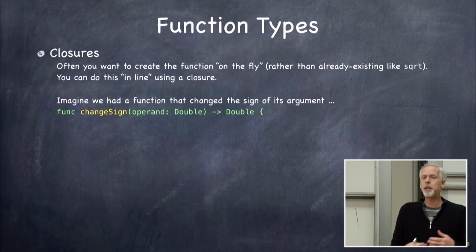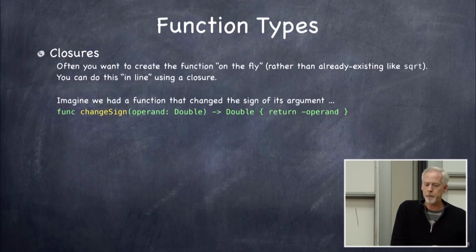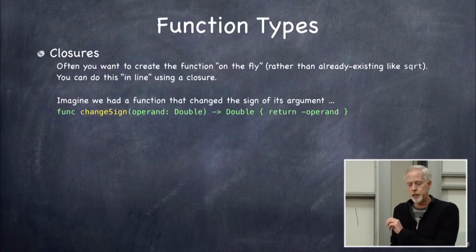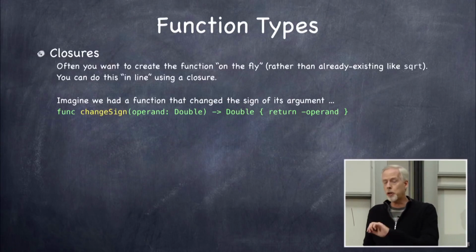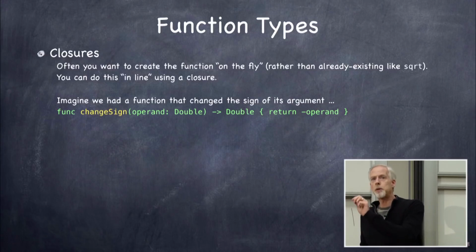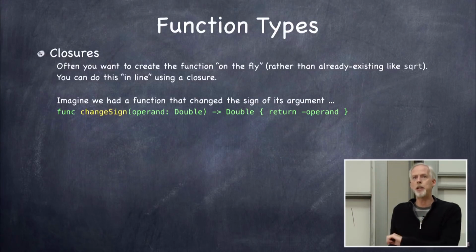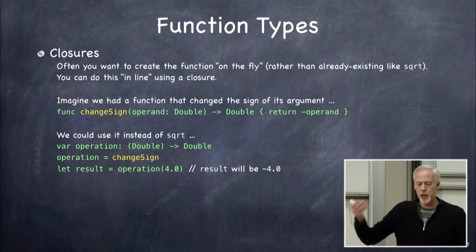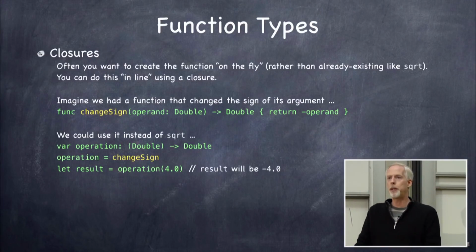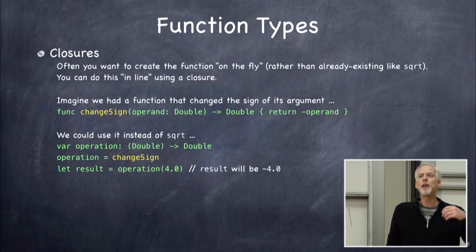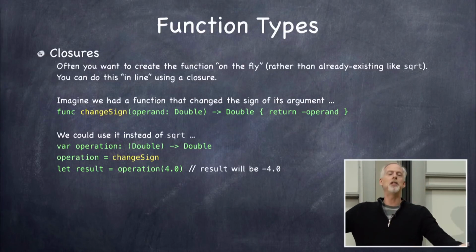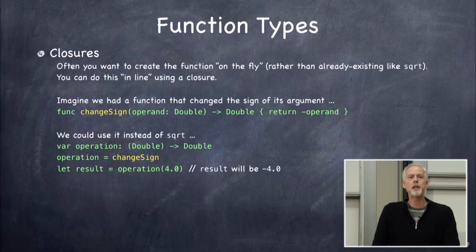For example, let's say I had the function changeSign. There's no thing like square root that does change sign, so I have to write a really simple little function here, changeSign, and it takes a Double and returns a Double, just like square root, and it returns minus the operand. So I'm changing the sign of the operand. I could use it in the same way: operation equals changeSign instead of operation equals square root. But this is kind of a lot of typing and an annoyance to have to create a whole function when all I want is for that thing to change sign.